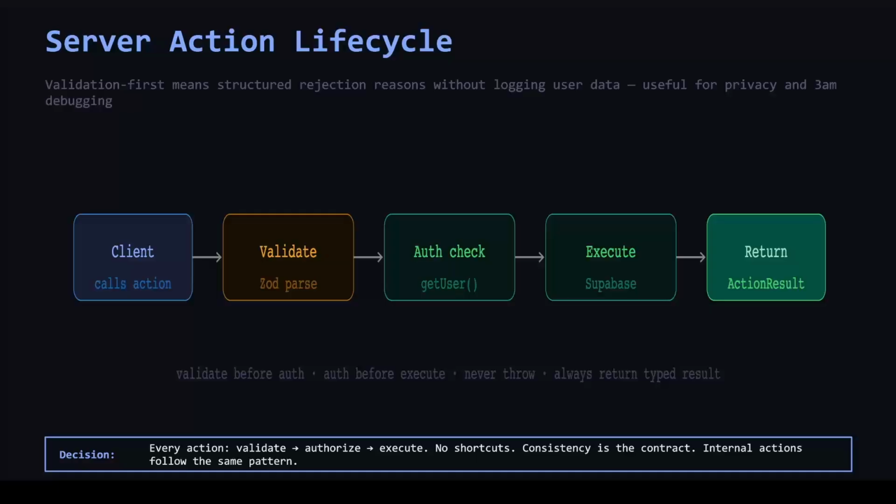The validation-first order matters for privacy. Malformed input is rejected before the system touches any user data or logs anything sensitive. And it means structured rejection reasons without details. Useful for both UX and security. The rule, every action follows this pattern. No shortcut. Internal actions follow the same pattern as external ones. Consistency is the contract.